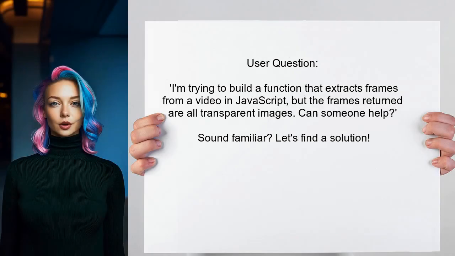Here's the specific situation we're looking at. One user asked, "I'm trying to build a function that extracts frames from a video in JavaScript, but the frames returned are all transparent images. Can someone help?" Sound familiar? Let's dive into this and find a solution.